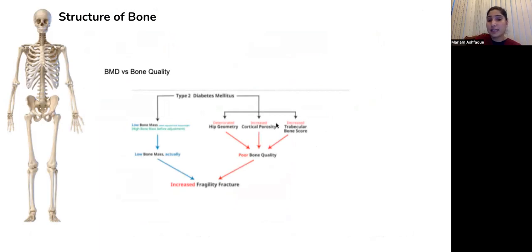So here is a little picture of how type 2 diabetes affects bone quality. It disrupts or deteriorates the bone geometry. It increases cortical porosity, which is part of the compact bone, and decreases the trabecular bone score. So overall it means poor bone quality. And overall it also decreases bone mass, and this low bone mass and poor bone quality contribute to increased fragility fractures.